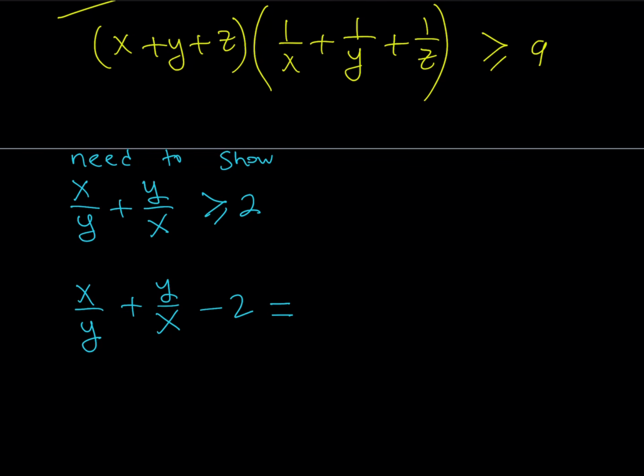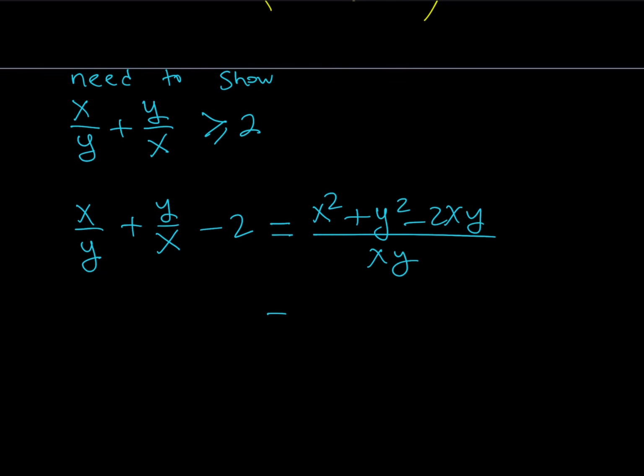Now, if I make a common denominator, I should be getting x squared plus y squared minus 2xy, divided by xy. Now, notice that the numerator is x minus y quantity squared, and the denominator is, of course, xy. Since we know that x and y are both positive, this is going to be true even if x and y are the same, because x minus y squared is non-negative. So in other words, this quantity is always greater than or equal to 0. Why? You're dividing something non-negative by something positive.